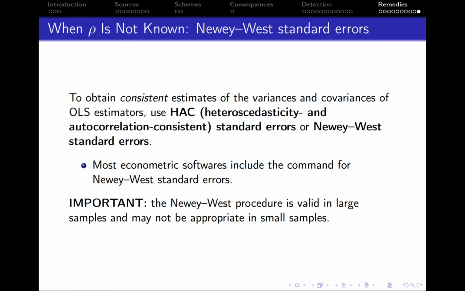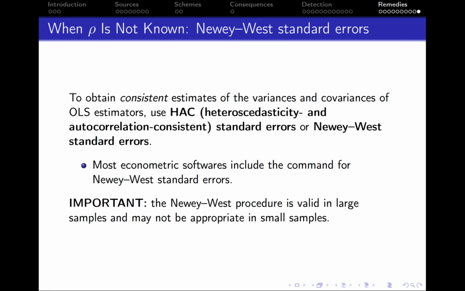The last method that I would like to present is Newey-West standard errors. This method allows us to obtain consistent estimates of the variances and covariances of OLS estimators. This procedure is very similar to the case of heteroscedasticity, but this time we use another type of standard errors called Newey-West standard errors, and the beauty of them is that they are both heteroscedasticity and autocorrelation consistent. So those standard errors account for both heteroscedasticity and autocorrelation.